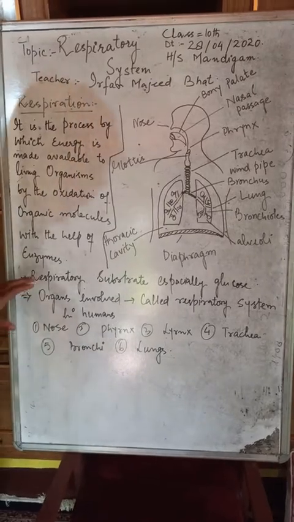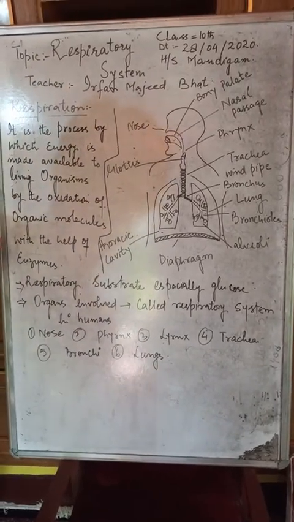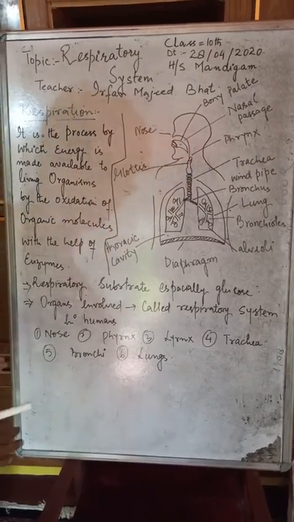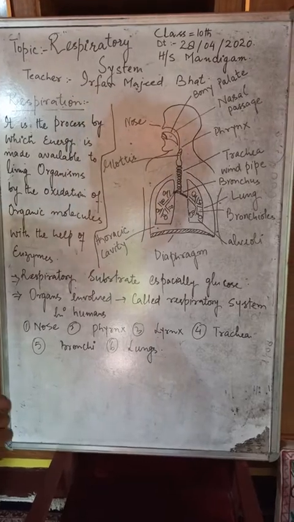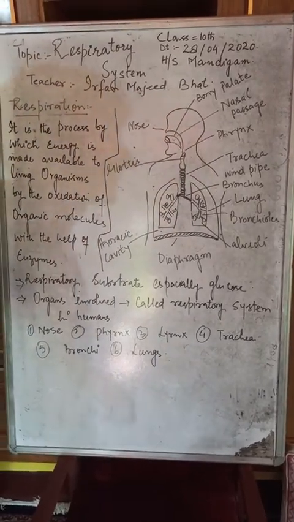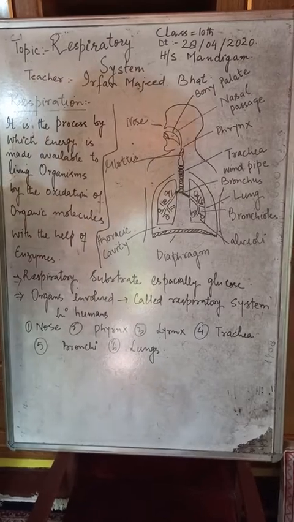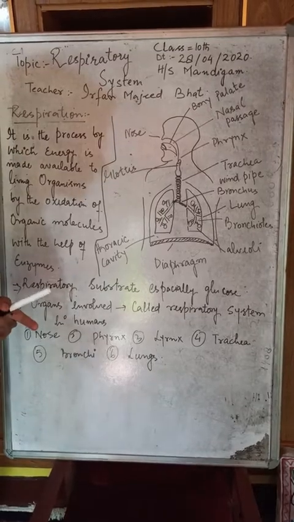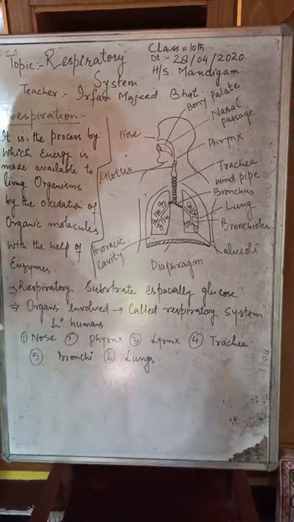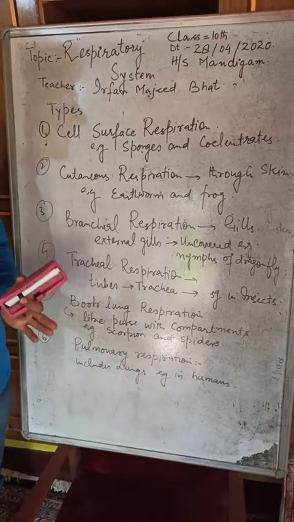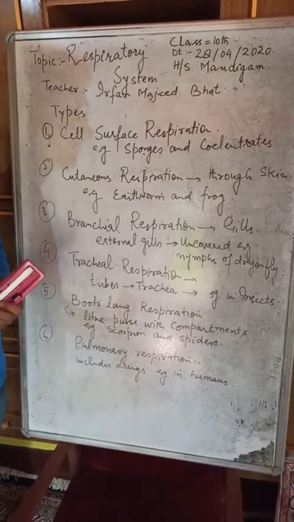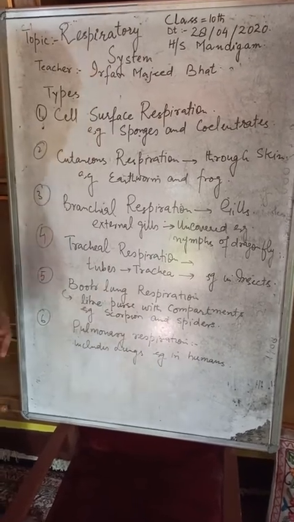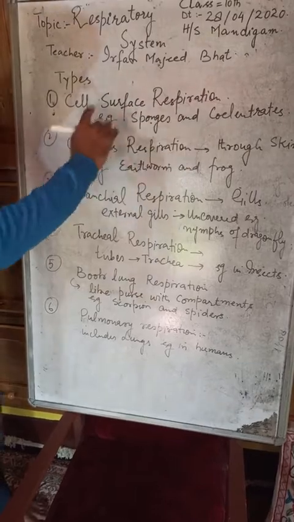So here today, I have already told you what is respiration, and then we will discuss the respiratory system in humans. But before that, I would like to tell you that on the basis of the respiratory organs involved, there are different types of respiration. Now I would like to write here the different types of respiration on the basis of the organs involved. So we have different types of respiration on the basis of the respiratory organs, or on the basis of the respiratory surfaces involved.